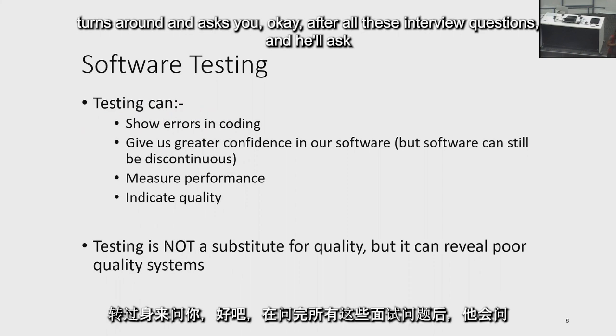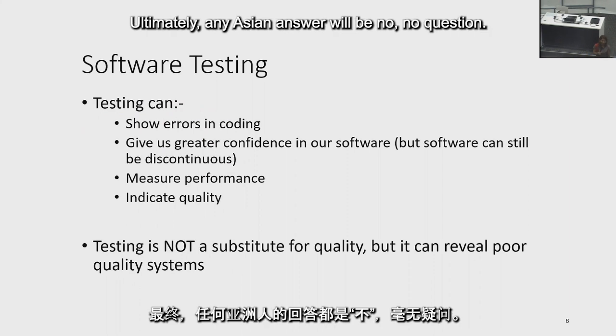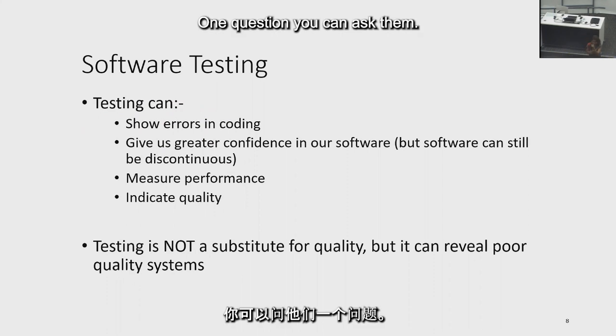If the interviewer turns around after all these interview questions and asks you, okay, do you have any question for us? Ultimately, any Asian answer will be no, no question. There is one question that you can ask them very politely. Again, reverse: do you have any question for us? One question you can ask them.